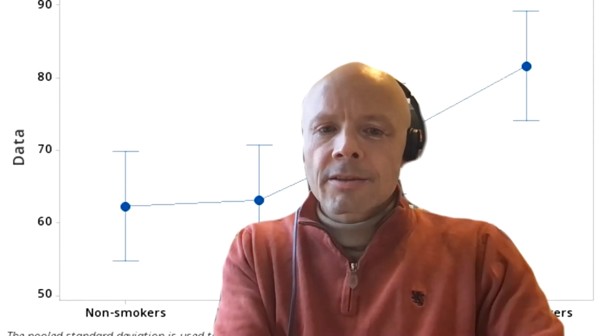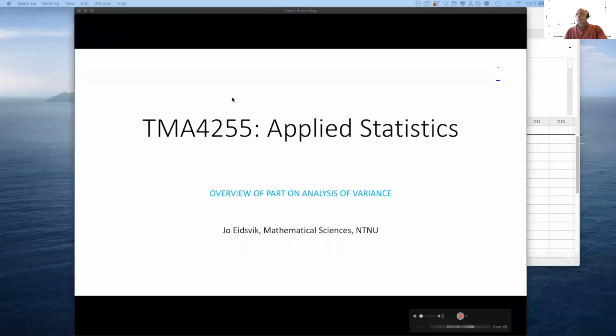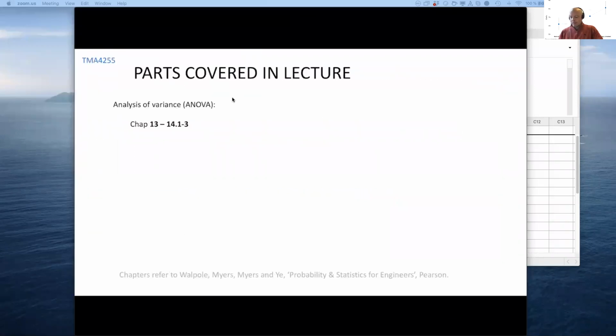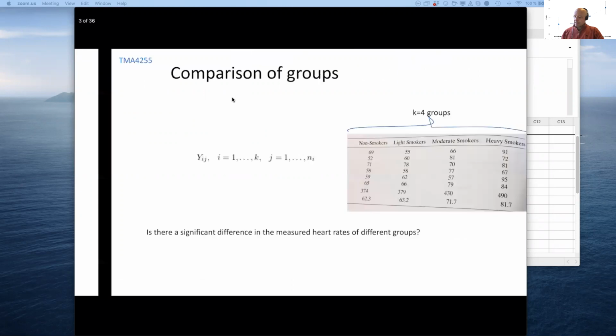Welcome to this lecture on applied statistics. Today we will talk about analysis of variance and cover chapter 13 and the first parts of 14 in this book by Walpole, Myers, and Ye.